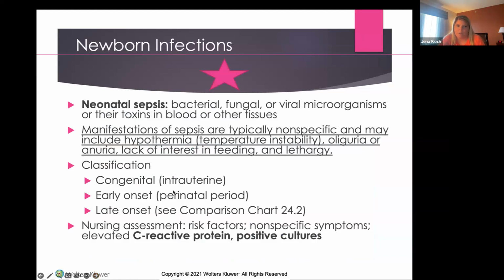So it can be congenital, so it means that it was acquired in utero, early onset, so right after delivery and the perinatal period, or late onset. Really, just knowing that hypothermia, lack of interest in feeding, and lethargy are the most common signs and symptoms. And typically the provider will order a blood culture and C-reactive protein. The blood culture will come back positive and tell you the organism that's causing the sepsis.